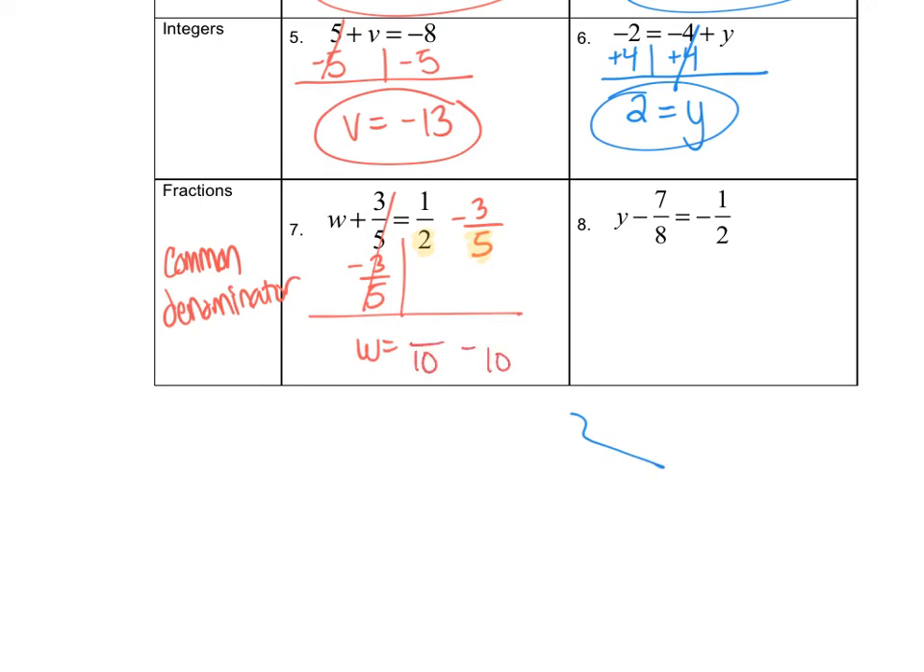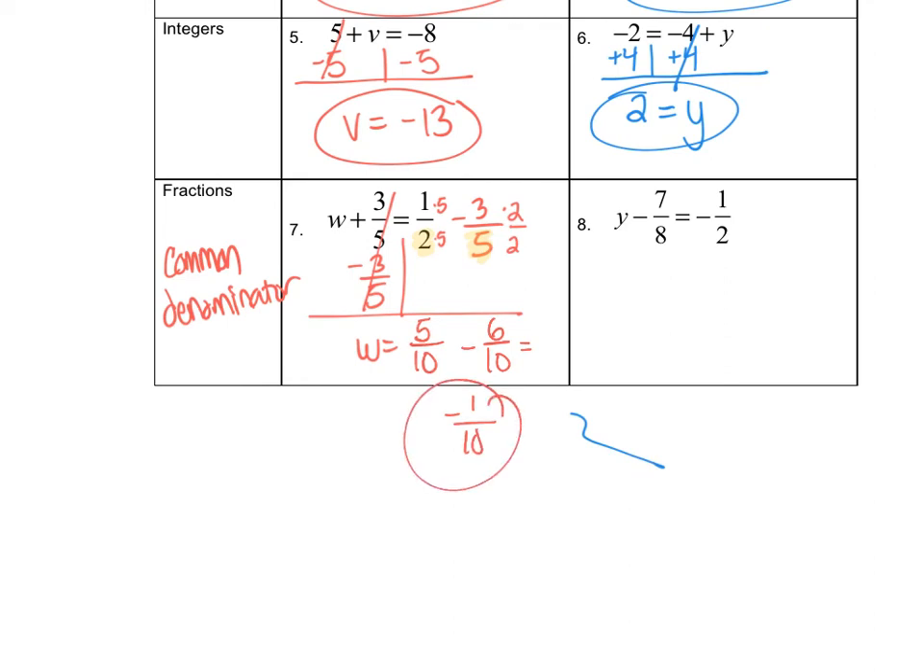So I'm going to make my bottom 10, okay? And then what I have to do is multiply the top, or the numerator, by the number that makes the bottom 10. So I had to multiply 2 by 5 to get 10. So I'm going to multiply 1 by 5, and I get 5. And then I had to multiply 5 by 2 to get 10. So I'm going to multiply the top by 2, and 3 times 2 is 6. Now I can actually subtract my fractions. So 5 minus 6 is negative 1/10 as my final answer.